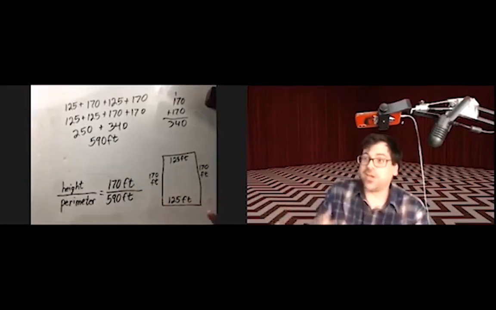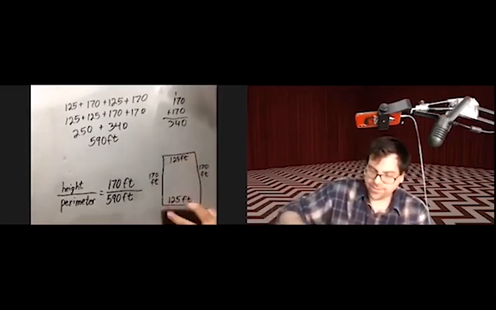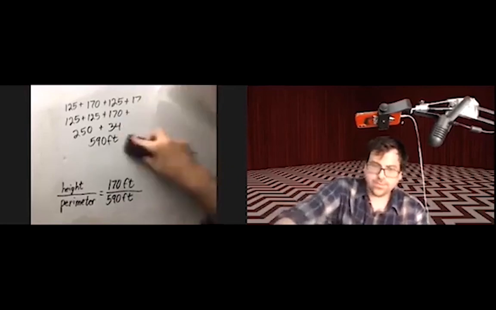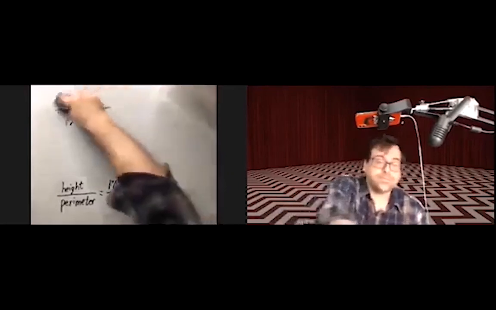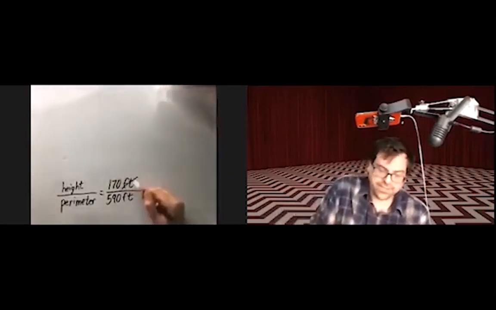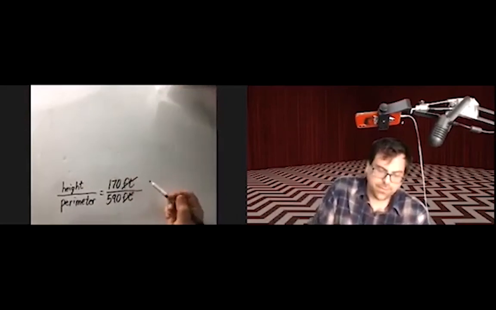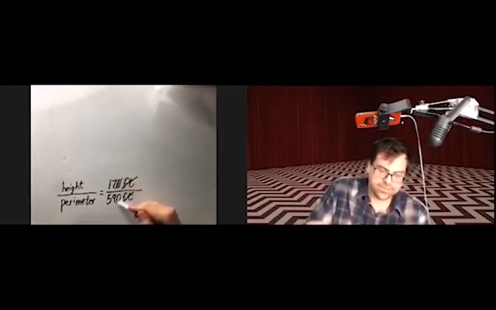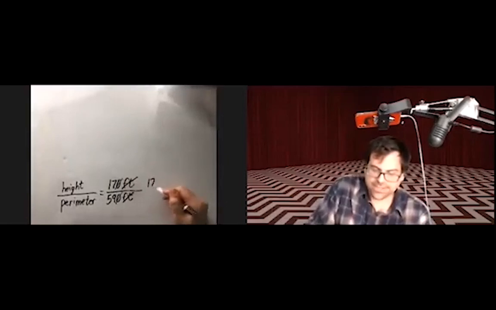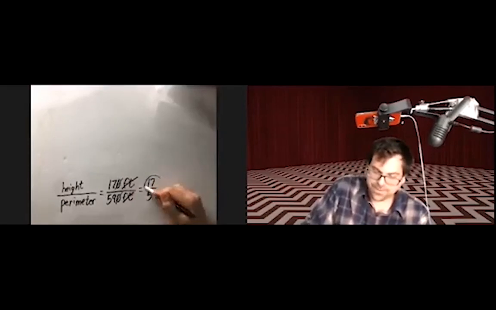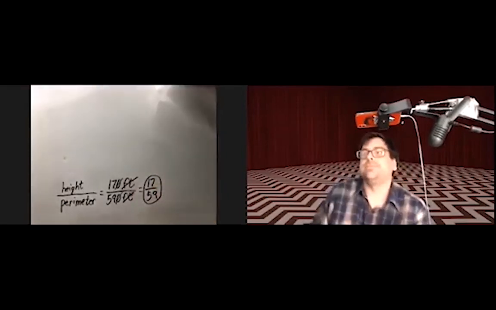And now we can go ahead and simplify our ratio. Let me get rid of all this. Feet cancel. You can also cancel a 0. Divide them both by 10. We're looking at 17 to 59, which does not reduce.